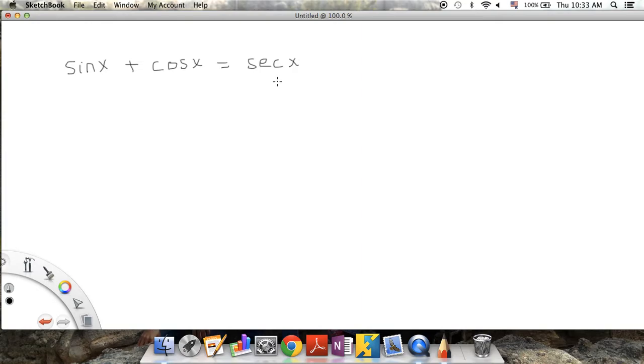So the best way to do a lot of these is to try to get them in as few different trig functions as possible. We know secant is 1 over cosine, and when we had rational equations with fractions in the bottom, what we did was multiply the whole thing through by that common denominator, and that would get rid of stuff in the bottom. So if we multiply this through, we're going to end up with sine x cosine x plus cosine squared x equals 1.